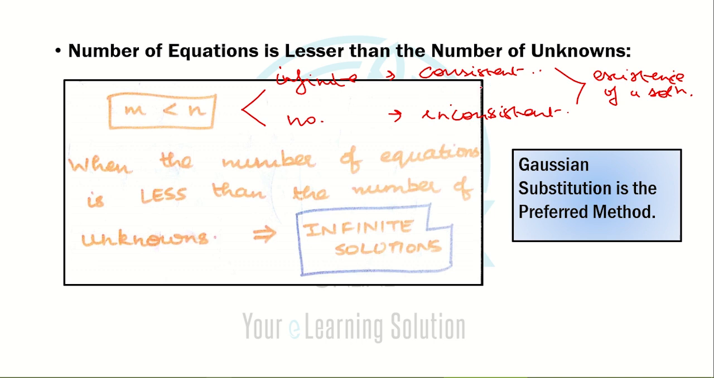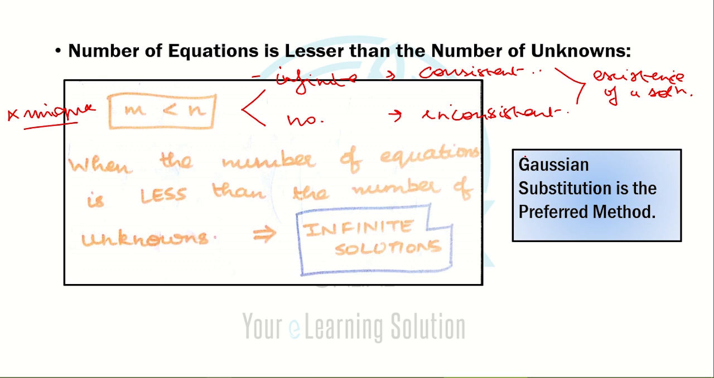Consistent solutions can be of two types. There are infinite solutions and there are unique solutions. In the case of m less than n, which is the number of equations being lesser than the number of unknowns, you cannot possibly have a unique solution. So the idea of a unique solution is already out of the picture, which means that all you're left with is either an infinite solution or no solution.